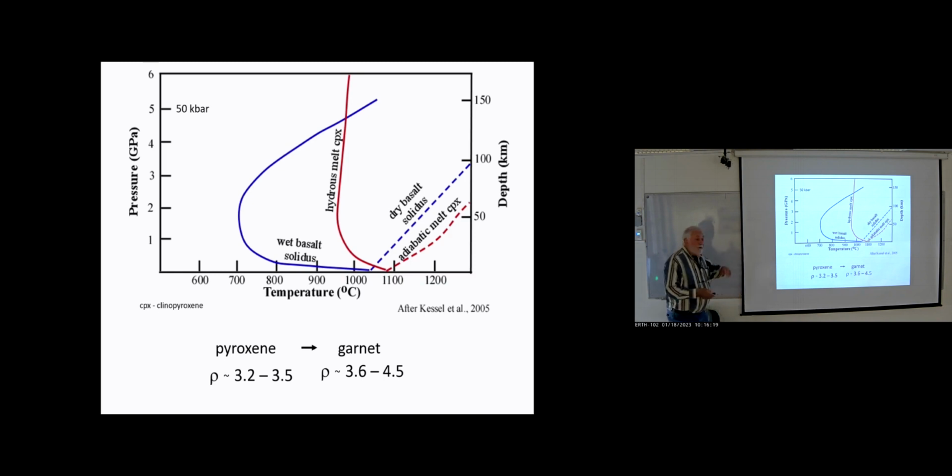So we get, when the material goes down, at a depth of about 40 kilometers, 50 kilometers, some of the pyroxene turns into garnet, it becomes denser, and then it dives into the asthenosphere, otherwise it cannot enter the asthenosphere.